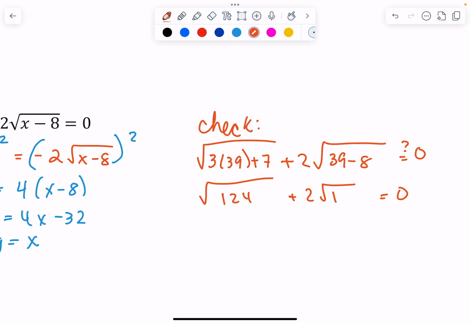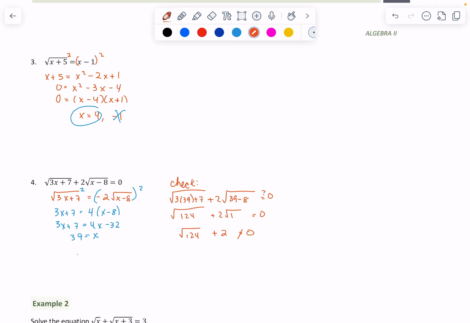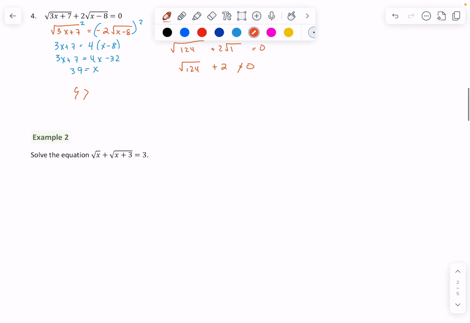Well, regardless, square root of 1 is 1. 2 times 1 is 2. 2 plus that value could still never equal 0. So, no solution here.